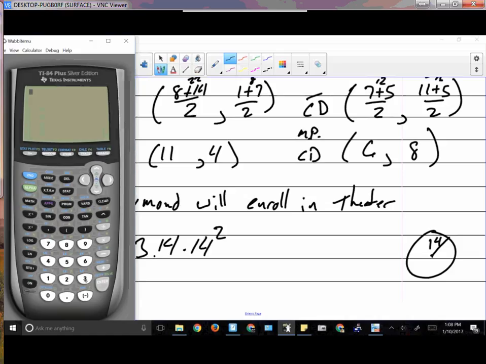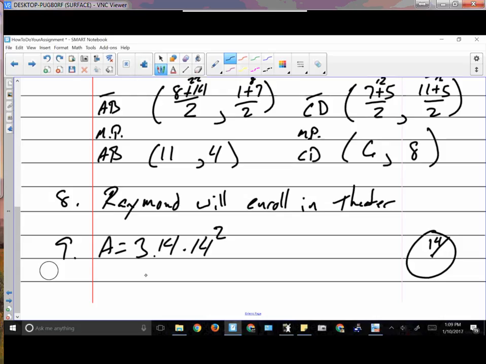Cleared out, we end up with 3.14 times 14 squared. Enter. So I end up with 6. Area is equal to 615, right? 615.44. Now, am I reading this and doing it correctly? And the answer is going to be no. I would get this problem wrong.